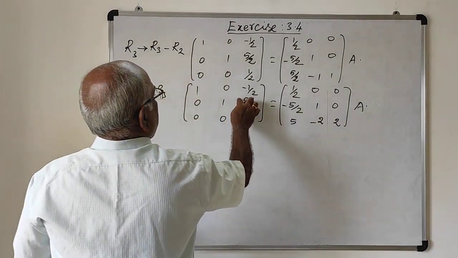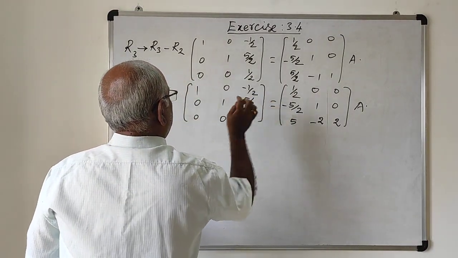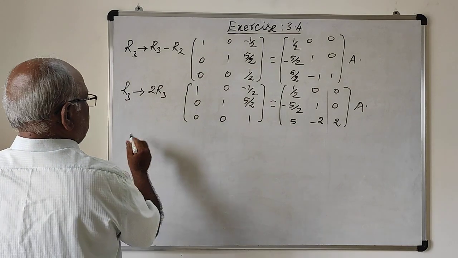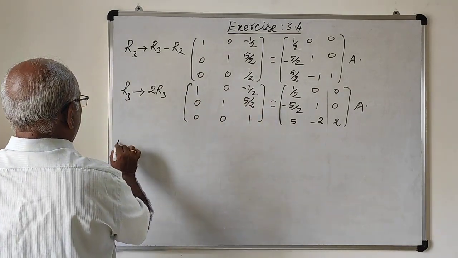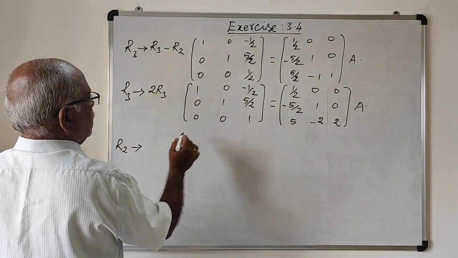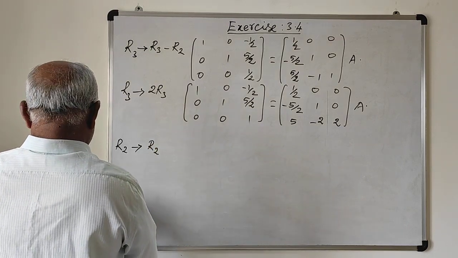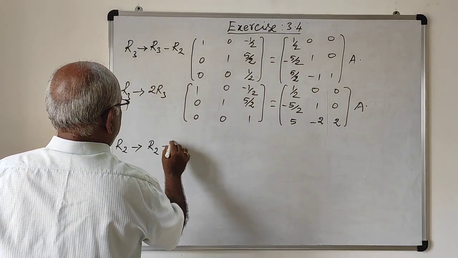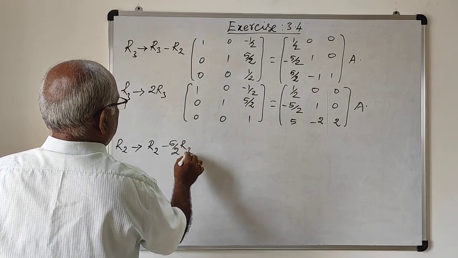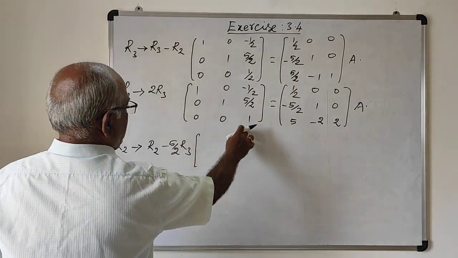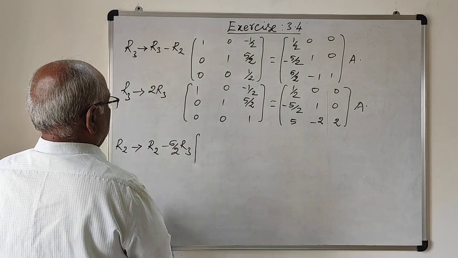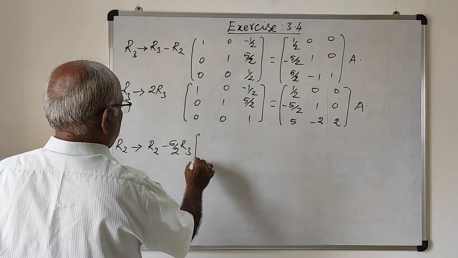Now you convert this element, the second row third column element 5 by 2, to 0. For that, R2 is R2 minus 5 by 2 R3. You multiply R3 by 5 by 2 and subtract from R2.